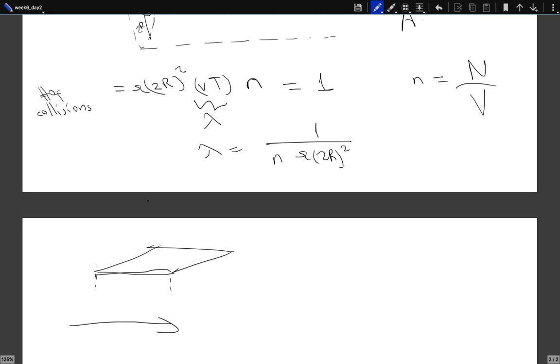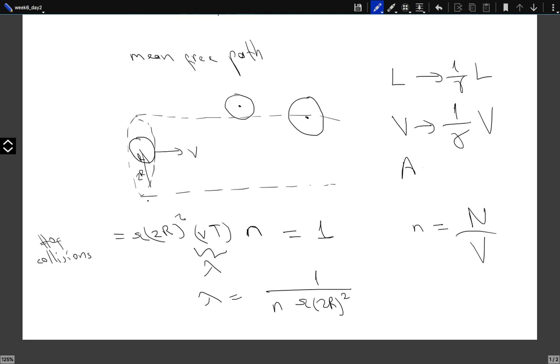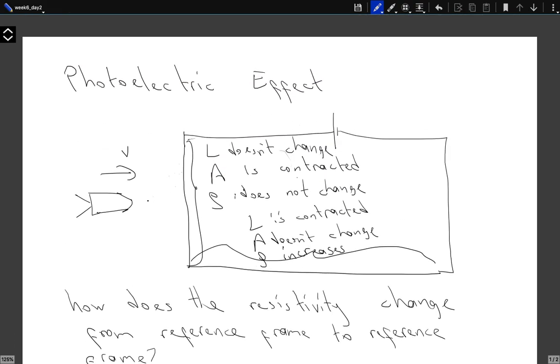What about collisions? Number of collisions, as I said, is a different problem. Basically, the question is the time. The number of collisions will not change, but the number of collisions per unit time will be different. For example, in this problem, will the current be the same in every reference frame? No. The current will be different in different reference frames.